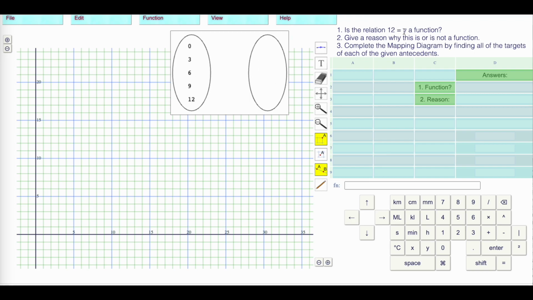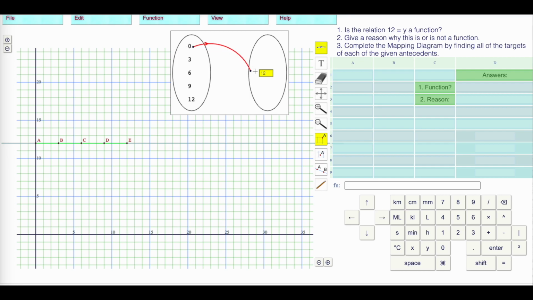We have an equation y is equal to 12. That means y is always 12, no matter what the x is. If you plot that, you don't have to plot on this level. When x is 0, y is 12. When x is 3, y is 12. When x is 6, y is 12. When x is 9, y is 12. When x is 12, y is 12. We're talking about a horizontal line like that, right?